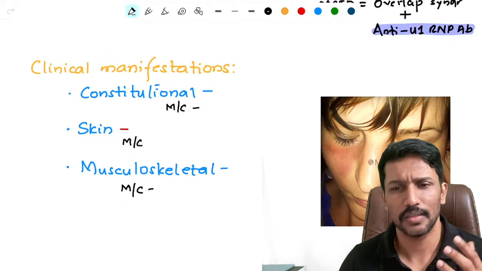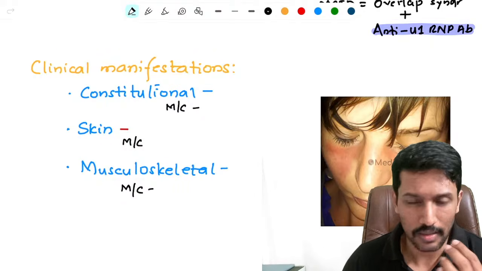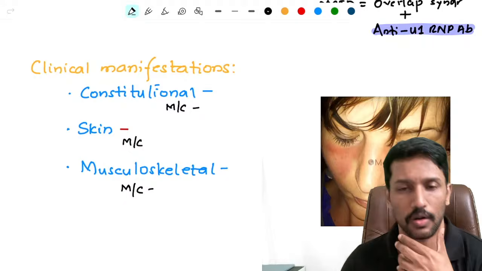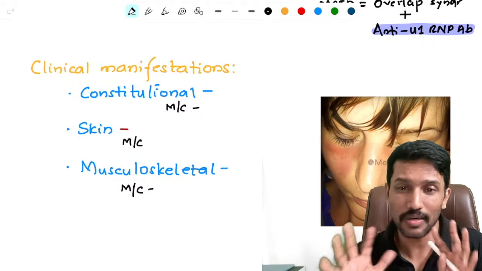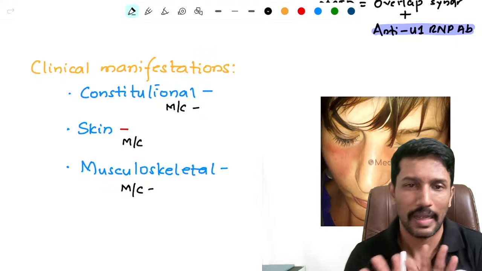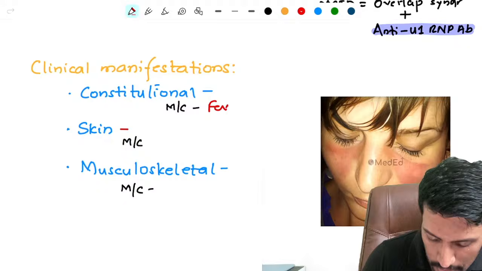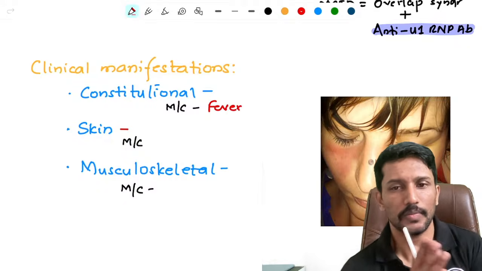So in the past, SLE was always about the involvement of skin, musculoskeletal system, and internal organs. But apart from that, general symptoms are very common. We call those general symptoms, not specific to an organ, constitutional symptoms. And the most common constitutional symptom these patients develop is fever.